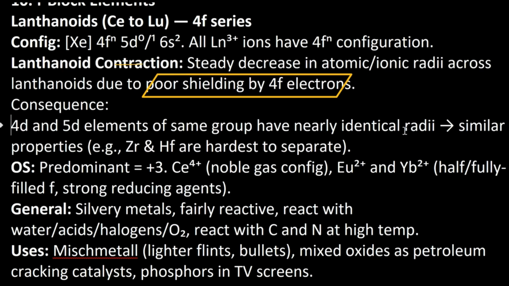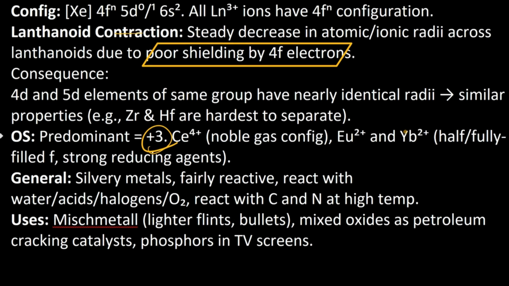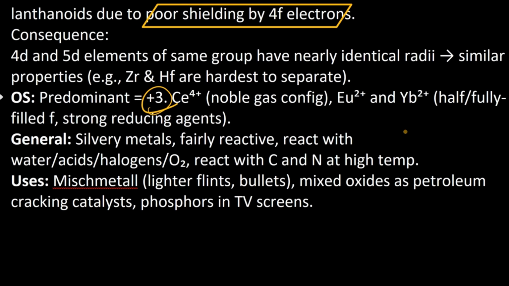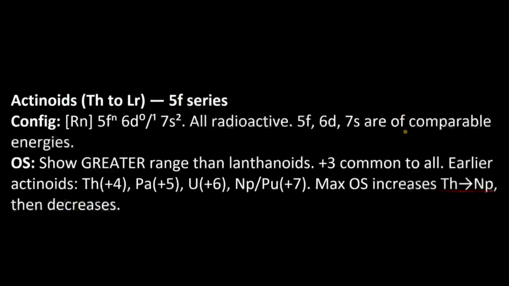And oxidation state, predominantly +3, but it can exhibit +4 also, +2 also. And the use is mischmetal. What is the composition, and what other metals are used to prepare mischmetal? That can also be asked. Please do check that. And where lanthanides are used: cracking catalysts, phosphors in TV screens, and mixed oxides in the petroleum industry. That kind of question can also be asked.